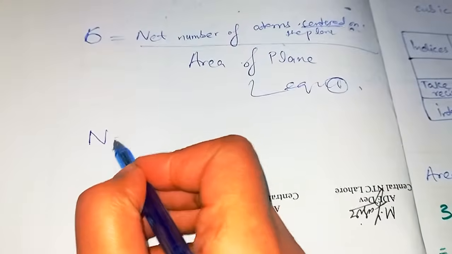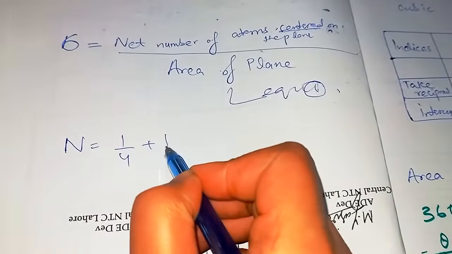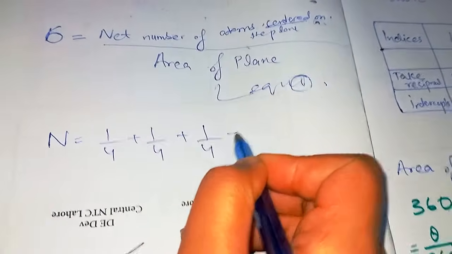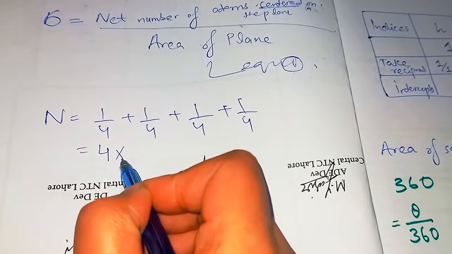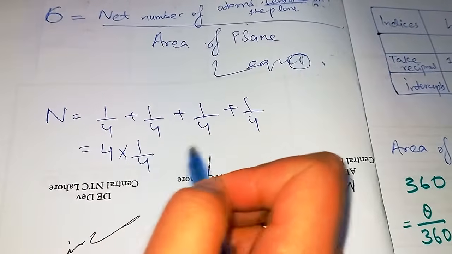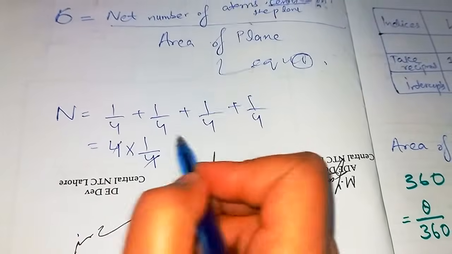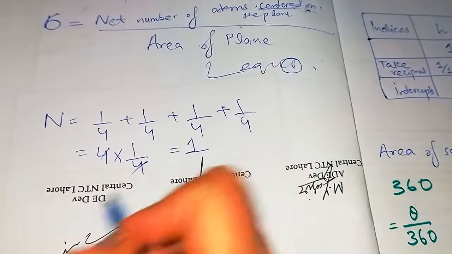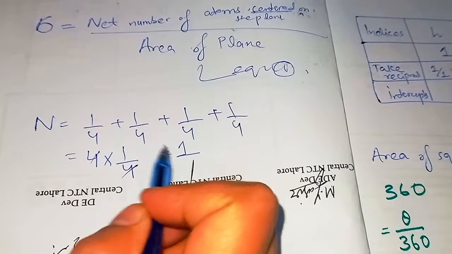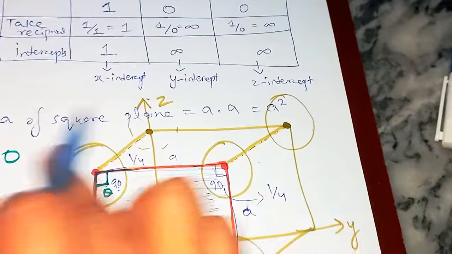So at the end, what you have to do is add them all. 1 by 4 plus 1 by 4 plus 1 by 4 plus 1 by 4, or simply we have 4 atoms and all of them have 1 by 4 contribution, so you can do it that way as well. The 4s cancel, so it's total 1. Net number of atoms is 1. So 1 is the net number of atoms, and a square is the area of the plane.